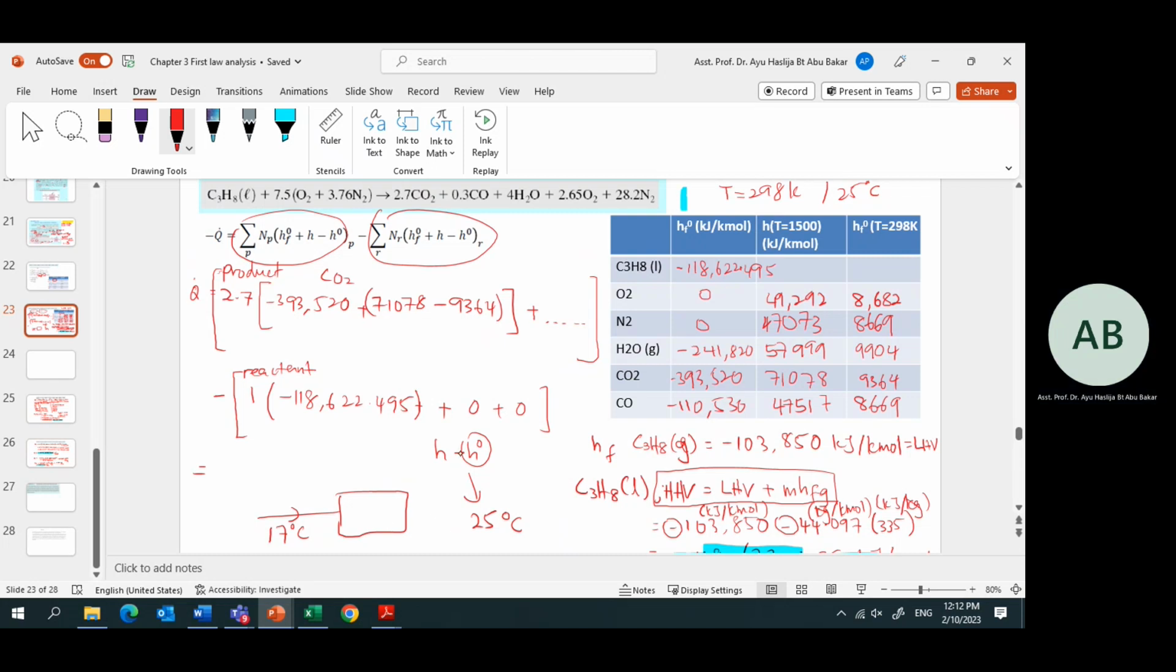Okay, clear? Why did I put 0 here? Not only because the HF is 0, it's also because of no sensible heat. The reactant enters at 25 degrees C. That's why no sensible heat. Okay, clear?